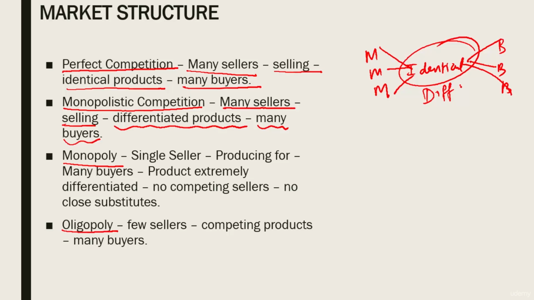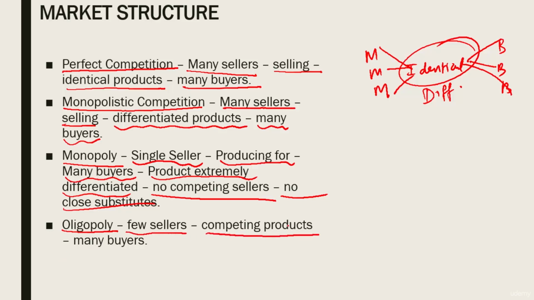Then comes the third market, monopoly. In monopoly, there is only a single seller. He is producing for many buyers. Here the product is extremely differentiated, with no competing sellers and no close substitutes. Then finally, we have oligopoly, where there are few sellers with competing products for many buyers.